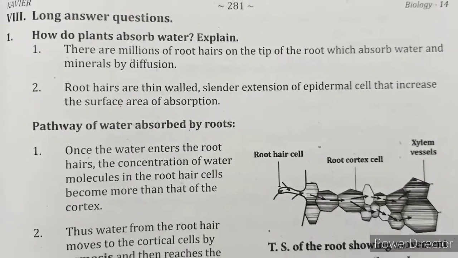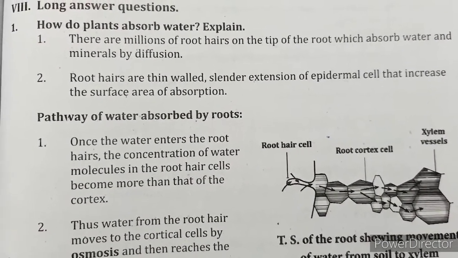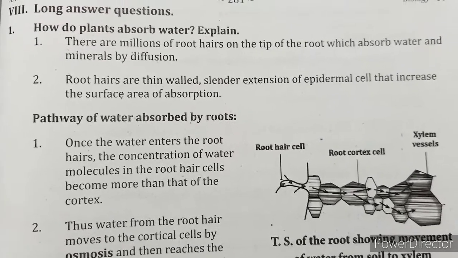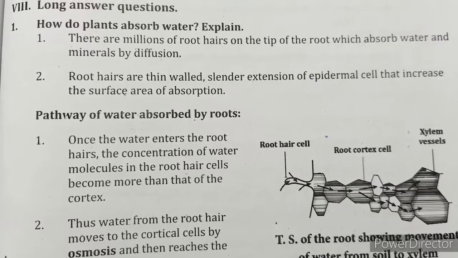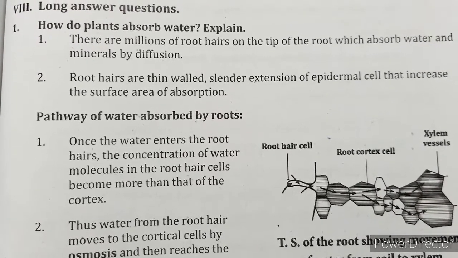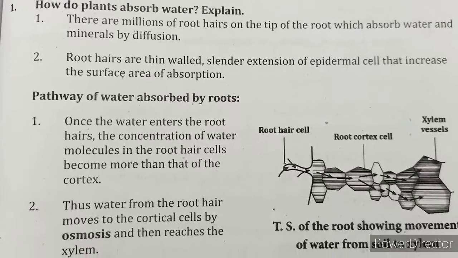Long answer question. How do plants absorb water? Explain. There are millions of root hairs on the tip of the root which absorb water and minerals by diffusion. Root hairs are thin walled slender extensions of epidermal cells that increase the surface area of absorption.